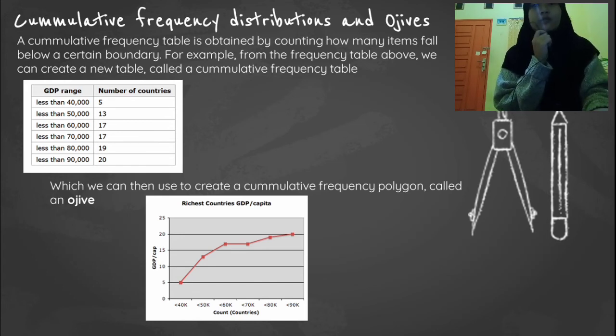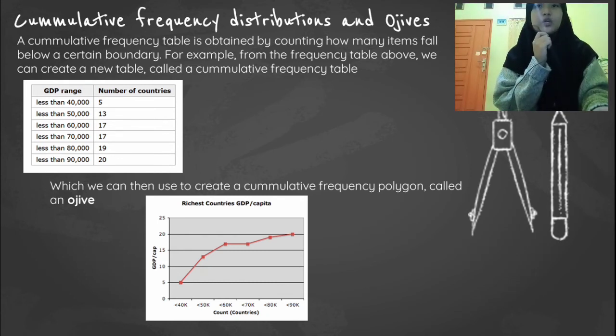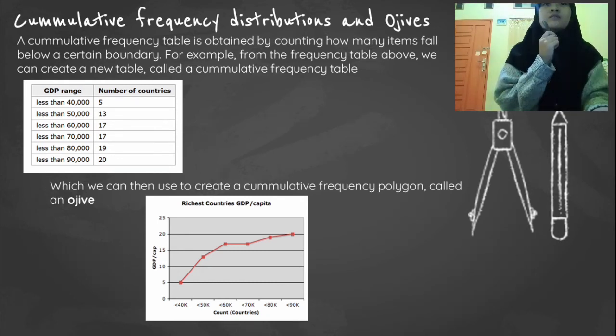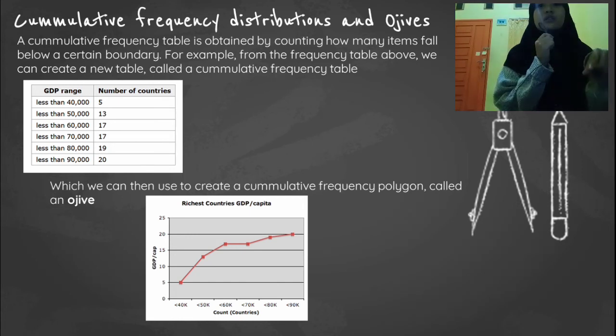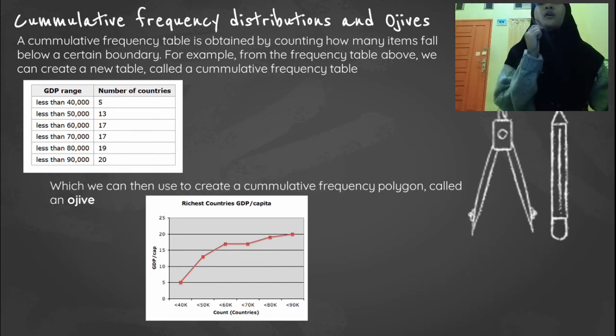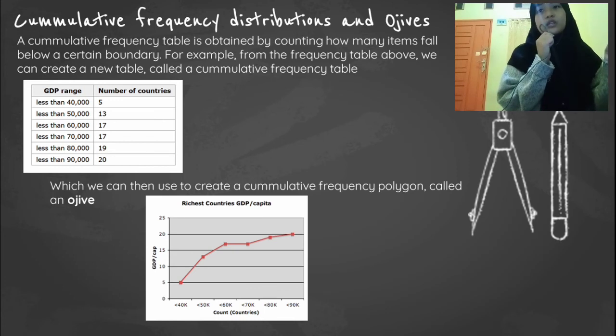Another one is cumulative frequency distributions and ogives. A cumulative frequency table is obtained by counting how many items fall below a certain boundary. For example, in this cumulative frequency table, for the GDP range less than 40,000, the number of countries is 5. They provide less than, less than, and so on, which we can use to create a cumulative frequency polygon called an ogive. It is similar to the polygon just now.